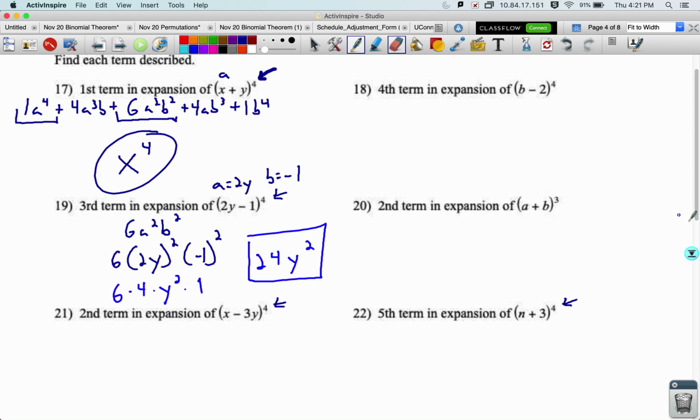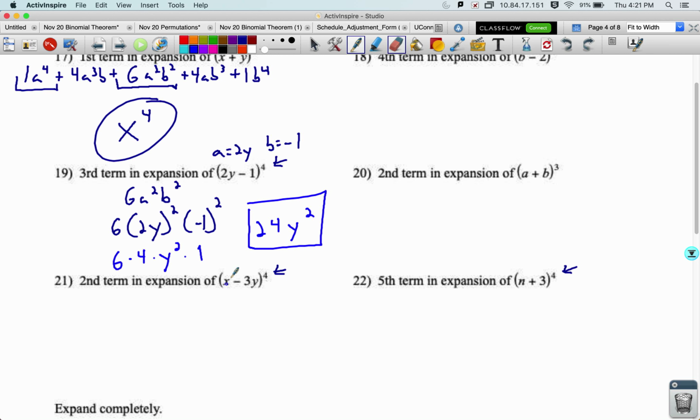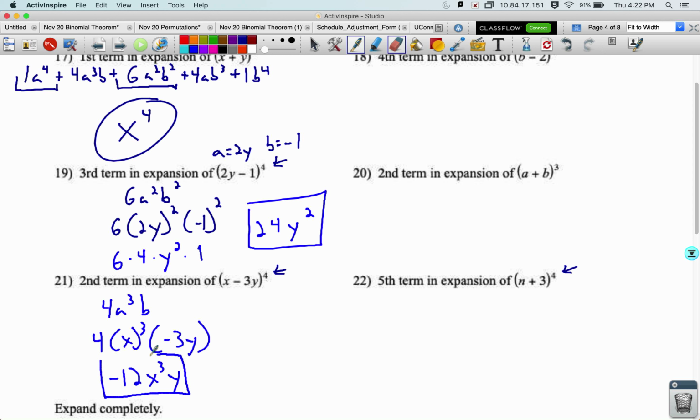All right, and then 21, one that's got 2 different variables. We want the second term, so we want the 4a cubed b. A is going to get replaced with an x. B is going to get replaced with a -3y. The minus comes with. No exponent there. Now everything's being multiplied here, so this -3 can come over to this 4 and make it a -12. Then I want to say x cubed y. Keep it in alphabetical order, but the cubed only sticks to the x. And there's just one y at the end. And that's what it should look like.